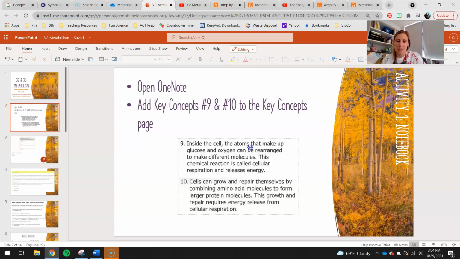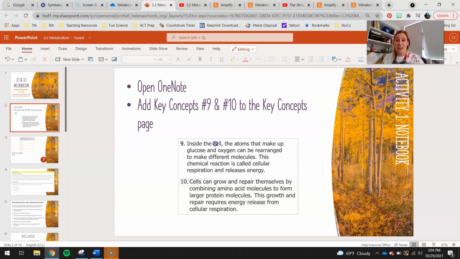And finally, cells can grow and repair themselves by combining amino acid molecules to form larger protein molecules. So early in one of our lessons, we talked about why we would see proteins in our cells. This is where we're tying that in now. Up until this point, you looked and were like, all right, starch is too big to fit into our bloodstream and into our cells, so we shouldn't see it in the cells. And I know a lot of you felt the same way about proteins, but this is going to explain why we'll see proteins in our cells.